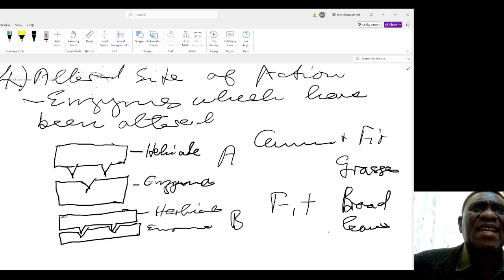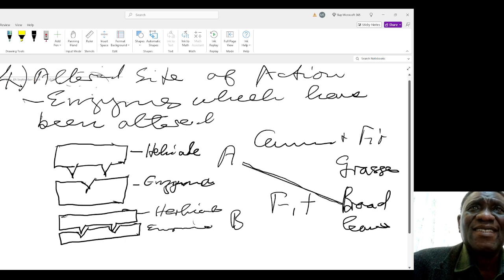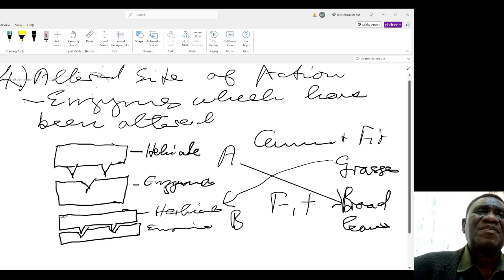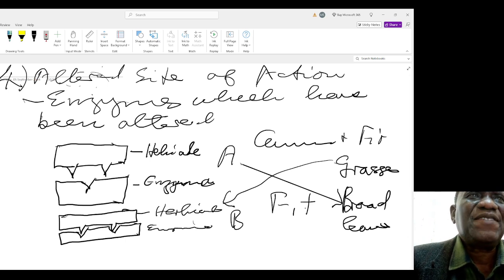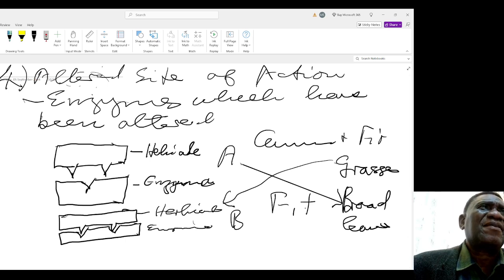But in broadleaves, which is A, this is for broadleaves, this is for grasses. In broadleaves, the herbicide cannot match the enzyme. Therefore, the broadleaf is going to survive.